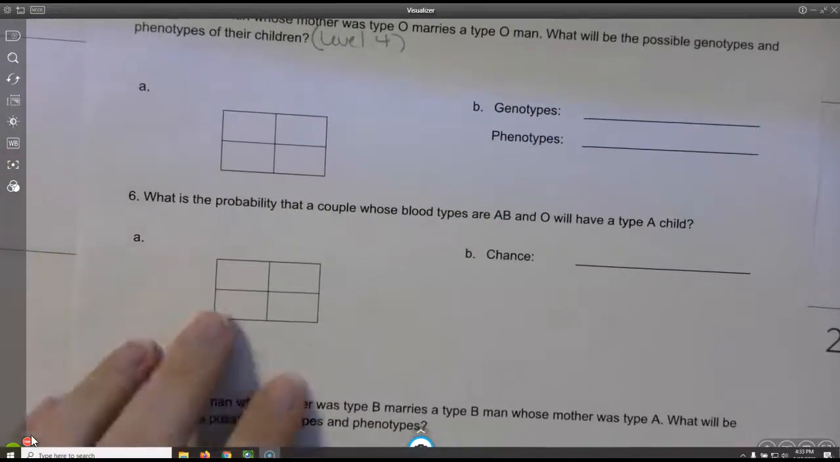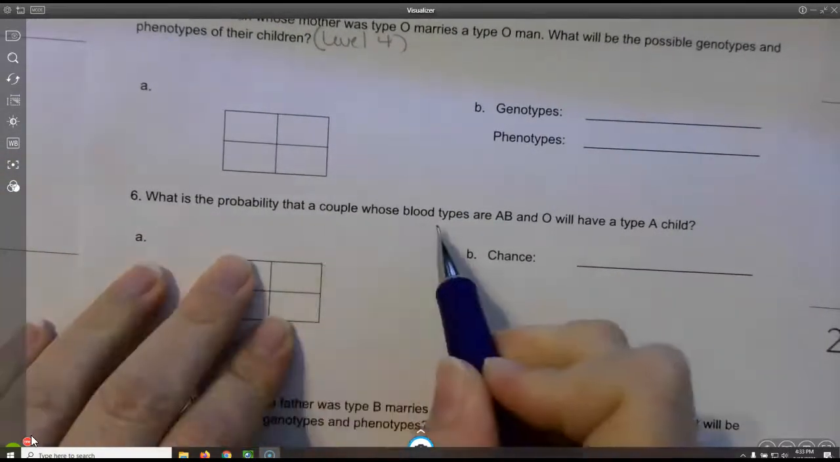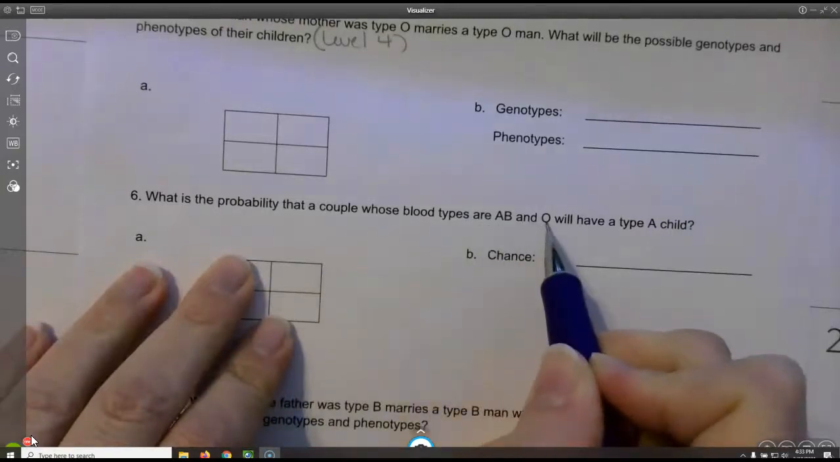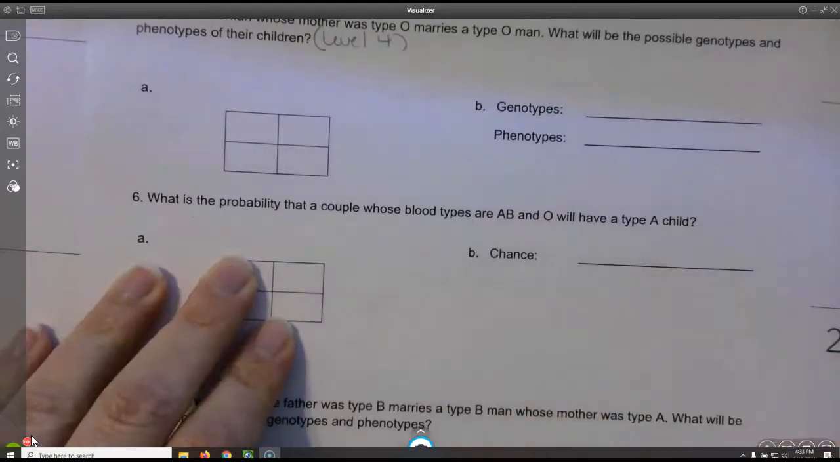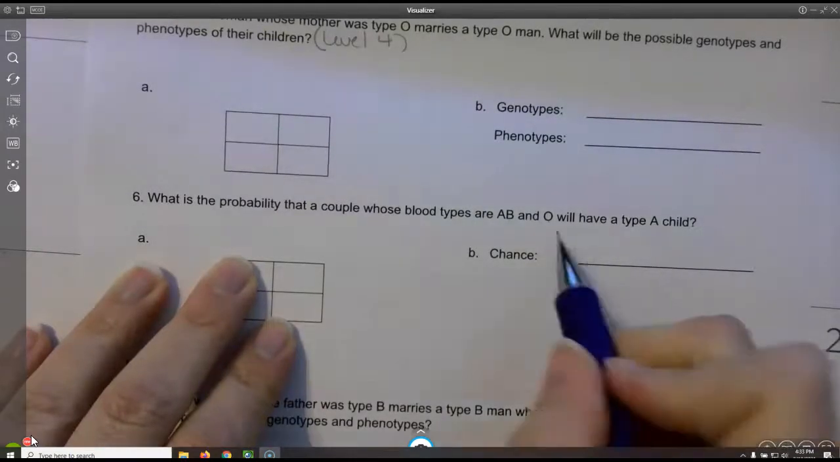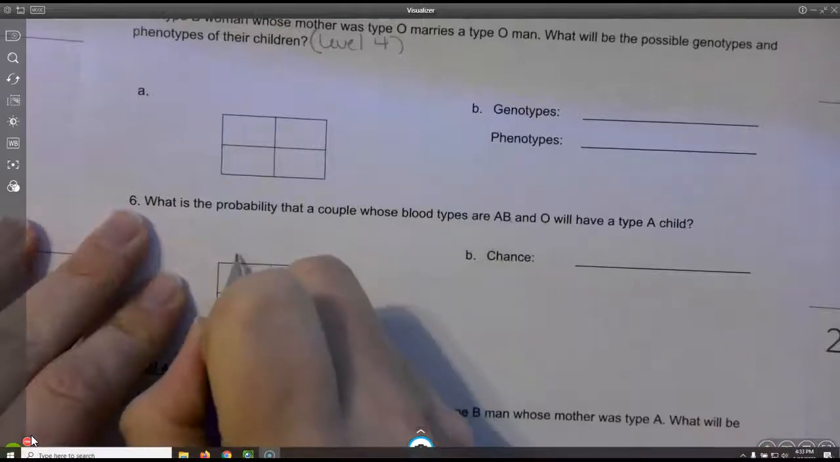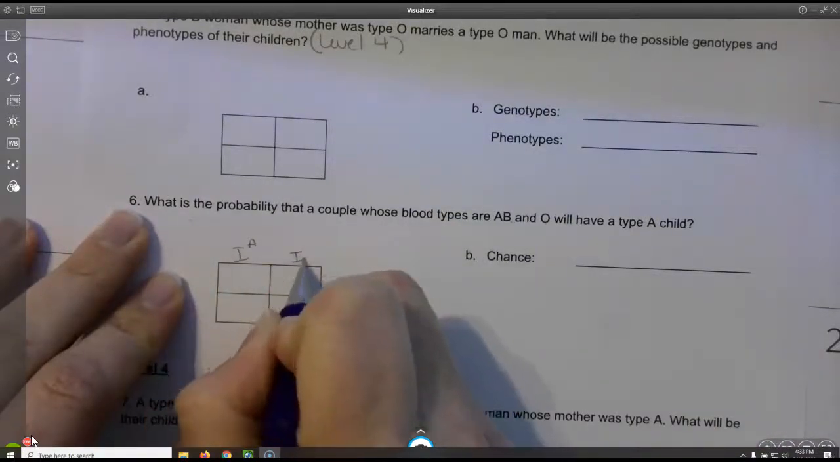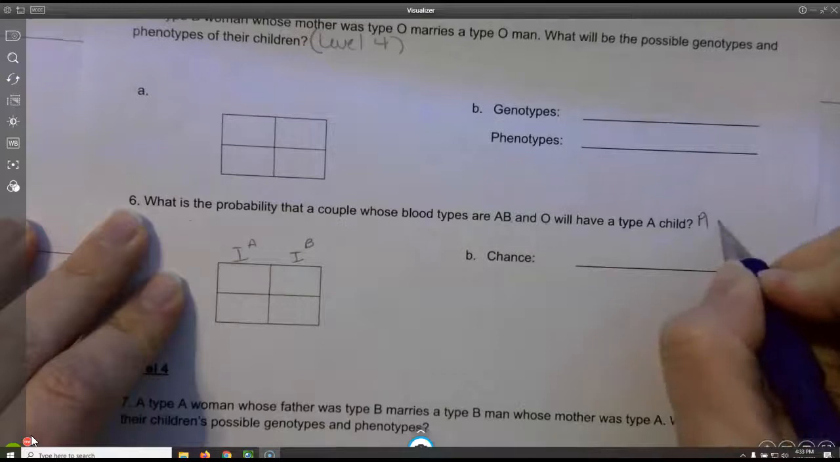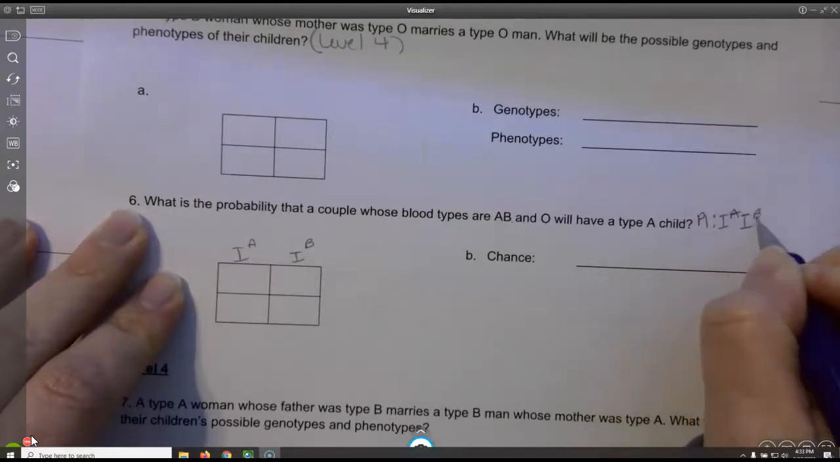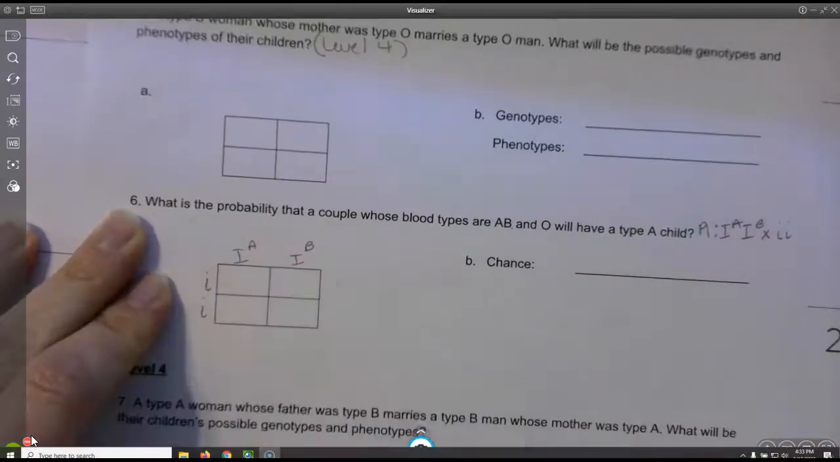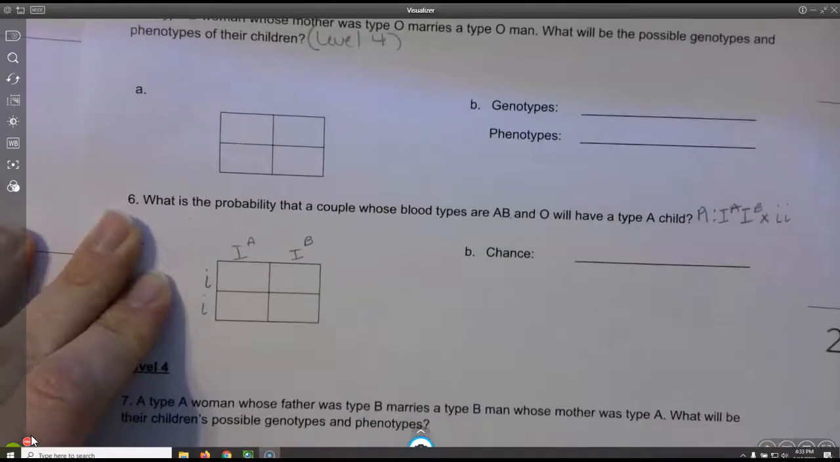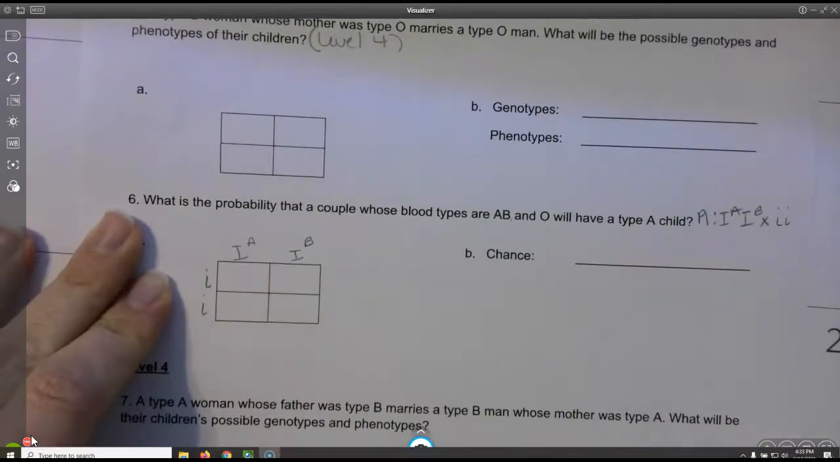So, what is the probability that a couple whose blood types are AB and O will have a type A child? So, if one parent is AB, then we go IA, IB, right? Because our P1 cross is IA, IB crossed with type O, which would be little i, little i. And then little i goes there. Does that make sense? I'm hoping it does. If not, please come talk to me.